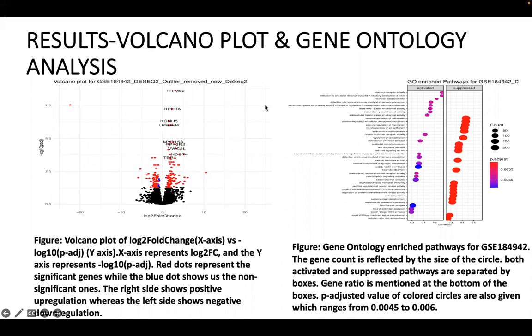So here are the results of our differential expression analysis. We can see this is a volcano plot. Here, the x-axis represents log2 fold change and the y-axis is the adjusted p-value in logarithmic format. So red dots here are the significant genes, whereas the blue dots show the non-significant ones. The right side shows positive regulation of the genes and the left side shows negative regulation of certain genes. The most significantly upregulated genes are mentioned here.